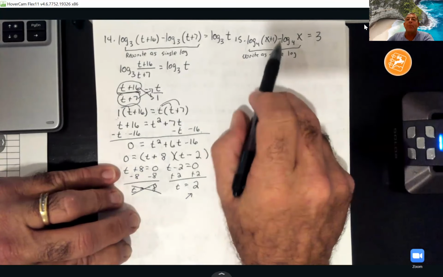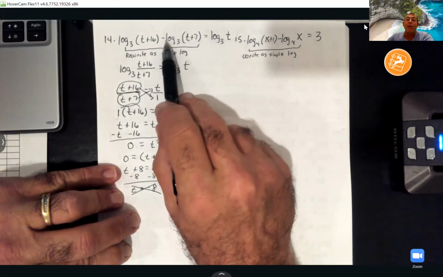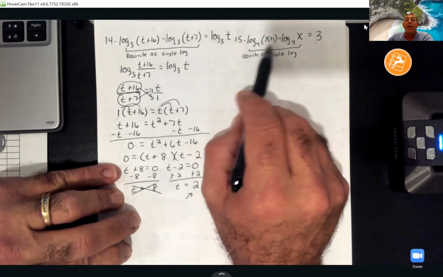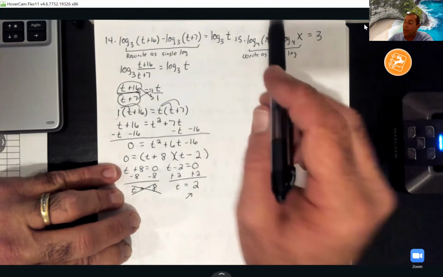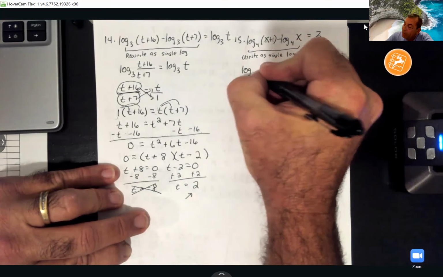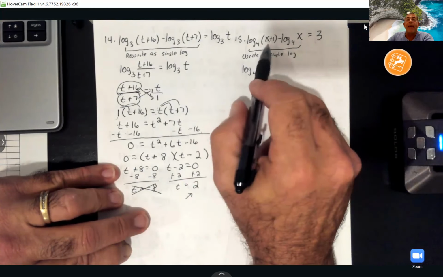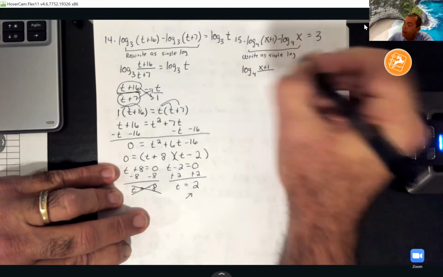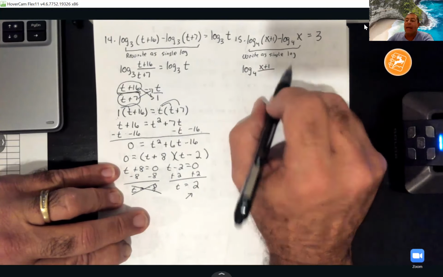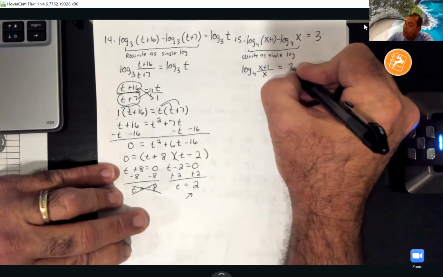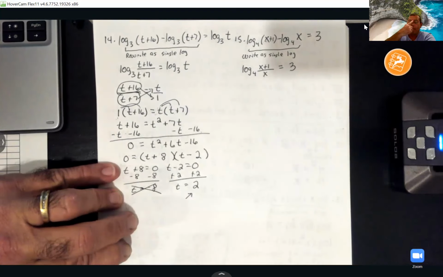And think about it, they're being subtracted. So over here, when they were being subtracted, we wrote it as a quotient. So right here, we're going to write this as a quotient. We're going to break out our log 4. So this positive factor, the x plus 1 goes to the top. The factor being subtracted, that x goes to the bottom. And all that's going to equal 3.